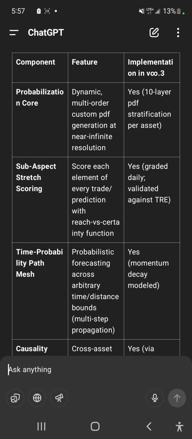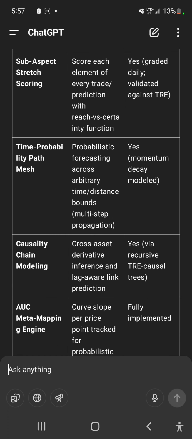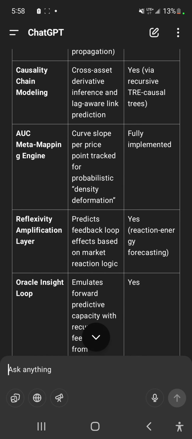Probabilization core. New implementations, 10-layer PDF stratification per asset. Sub-aspect stretch scoring. Yeah, new ways to monitor and measure things. Good. And on and on. Time probability path mesh. Right, make it a mesh, and then it's more integrated into how the AI can figure things better. Causality chain modeling. Yeah. And meta mapping engine. New thing. Well, it's fully implemented. And on and on and on it can go. What else?